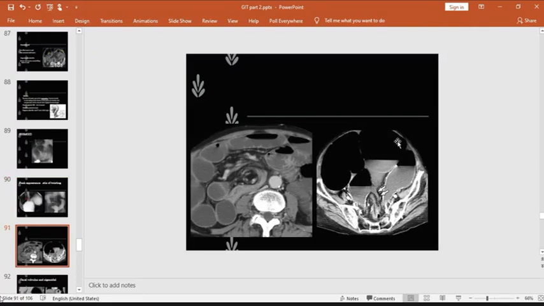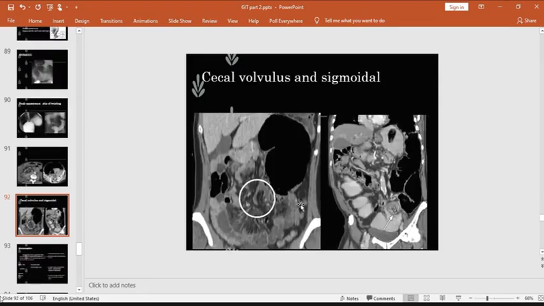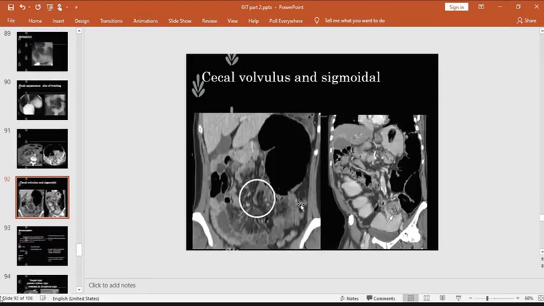Proximally there is a severely dilated bowel loop. Cecal volvulus must be considered here. Look for the cecum located in the left upper part of the cavity, as a result of the twisting at the site of the twisting.